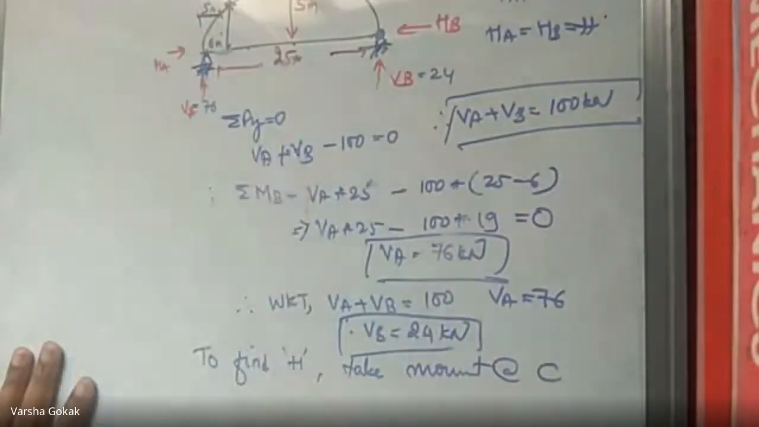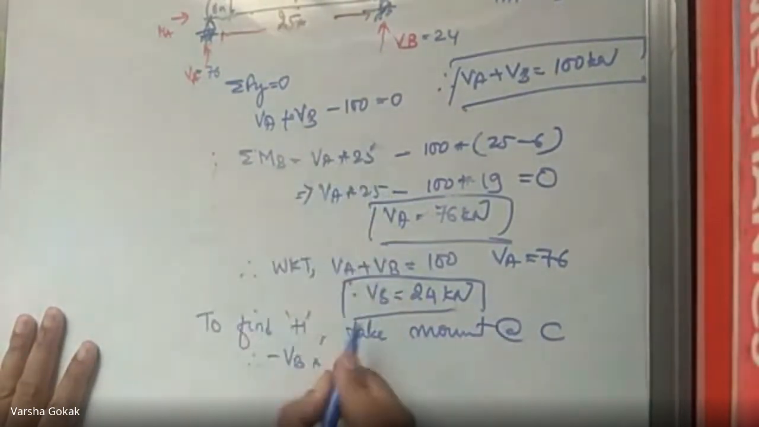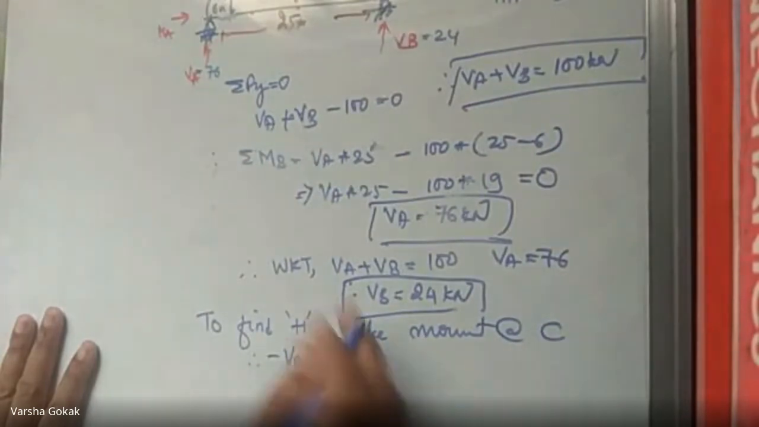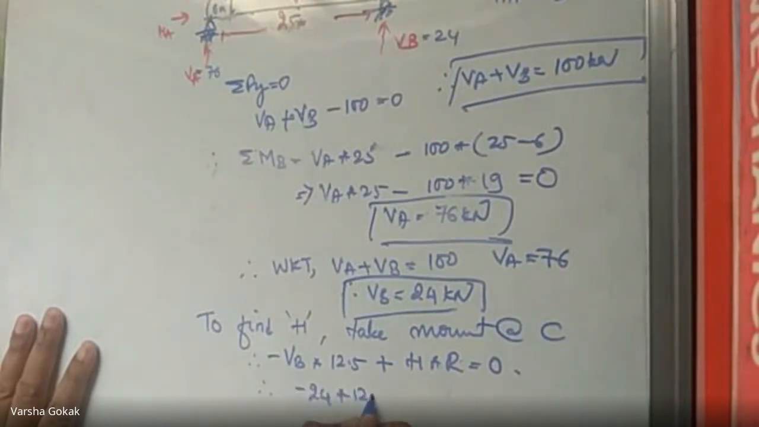There is no 100 that will come over here, right? So therefore it is minus VB into half of 25, that is 12.5. VB into 12.5 plus H into 5, that is rise, is equal to 0. This is rise, basically height. Therefore VB we will substitute: minus 24 into 12.5 plus H into 5 equal to 0. From here you get the value of H.